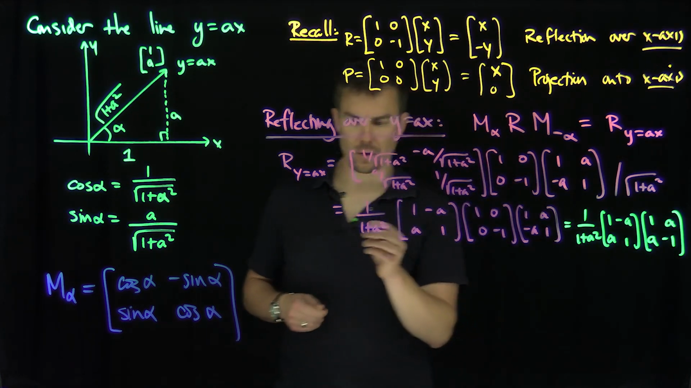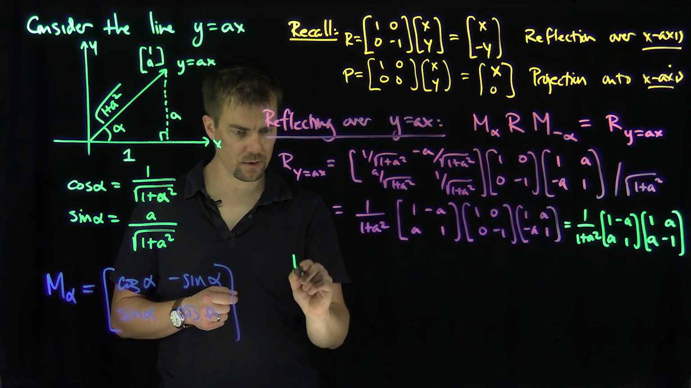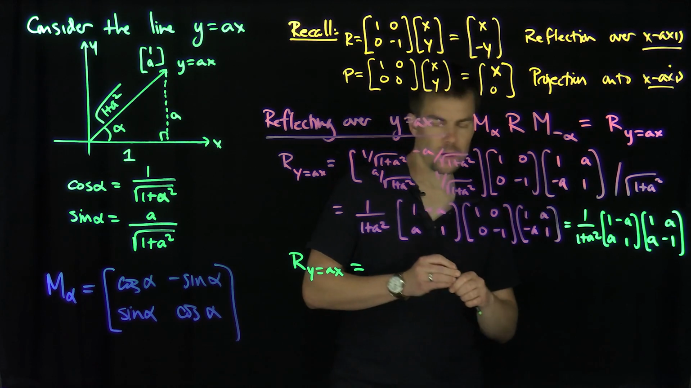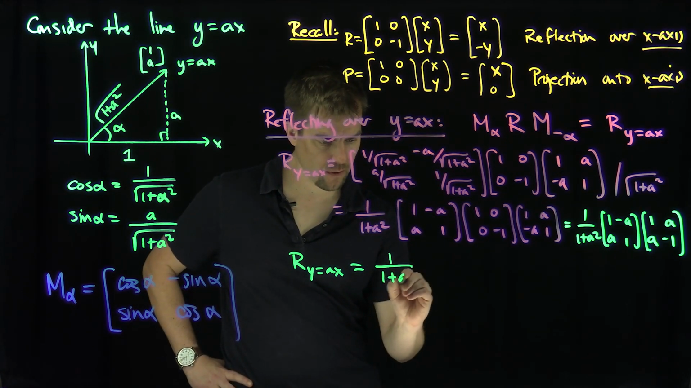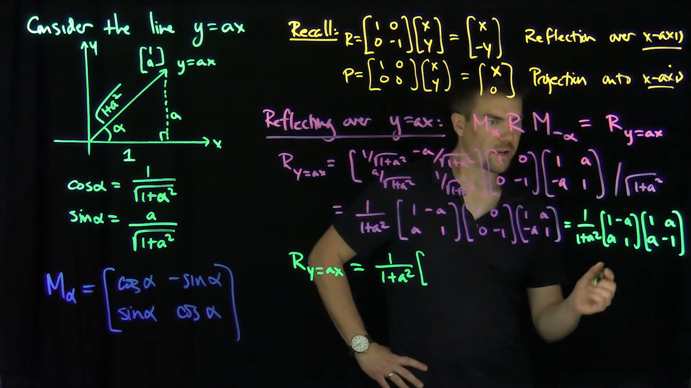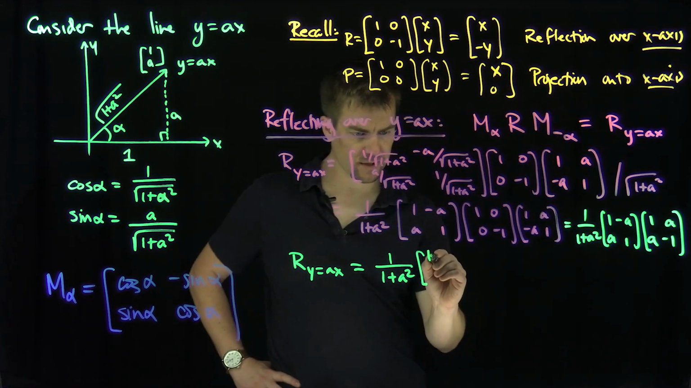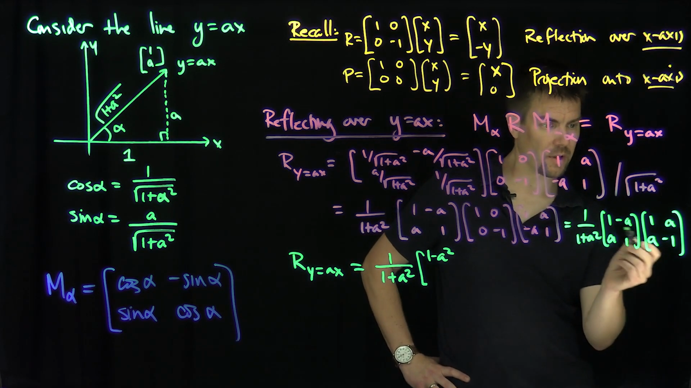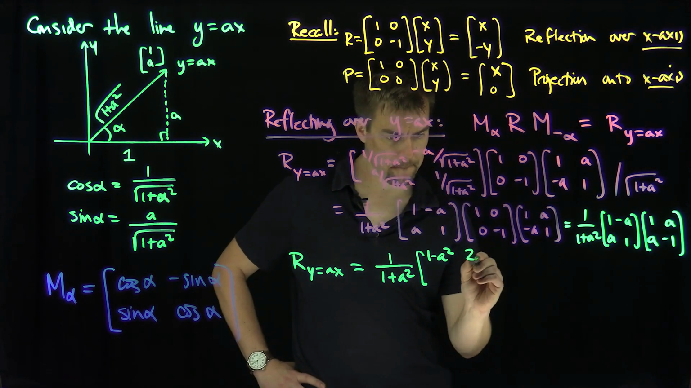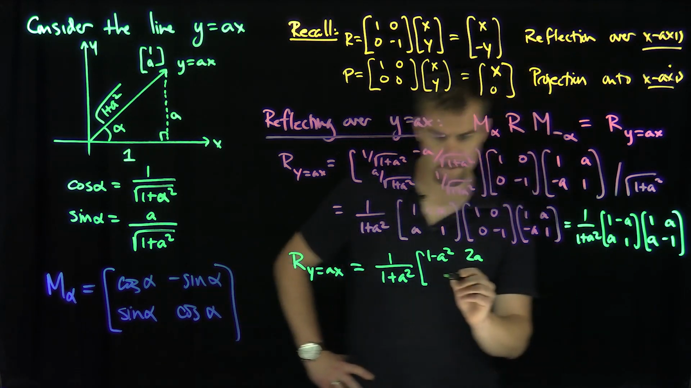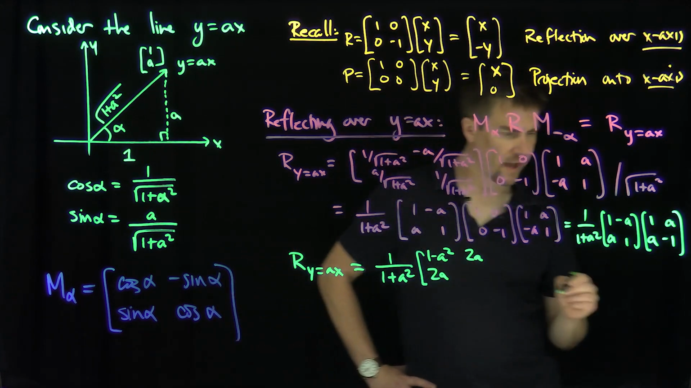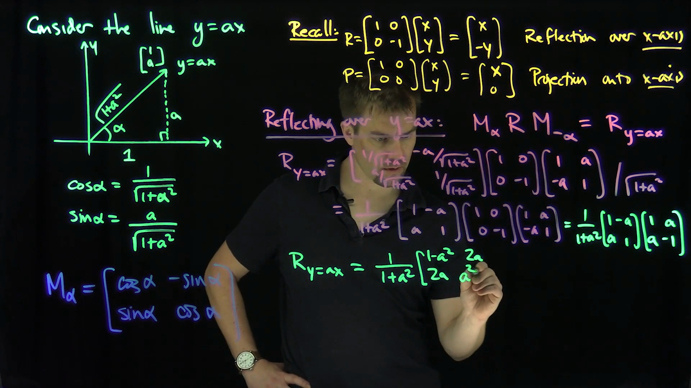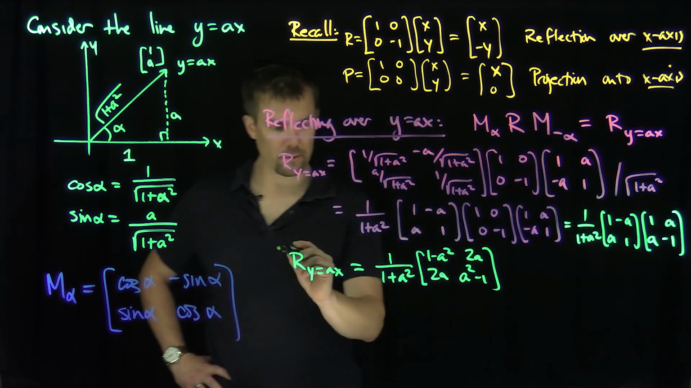Okay? So all total, what's our formula? Our formula for reflection over y equals ax is going to be 1 over 1 plus a squared, and then we have 1 minus a squared, 1 minus a squared. And then we'll have an a minus a. So over here we'll have a plus a, that's a 2a. Down over here we'll have a 2a. And then the last entry we'll have a squared minus 1. So there's our formula for reflection.